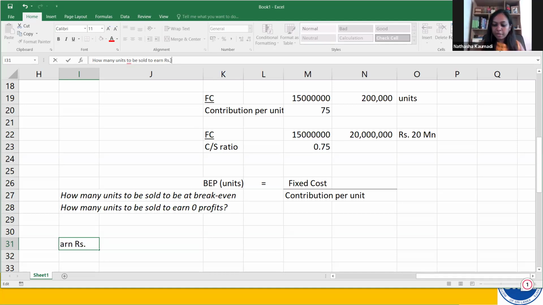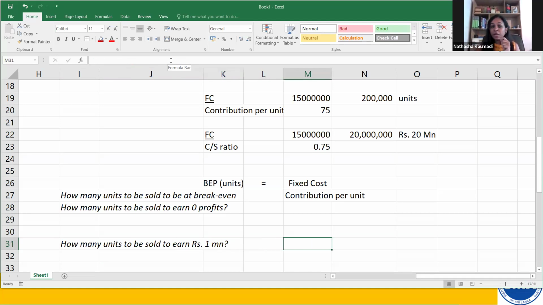To earn rupees 1 million, let's say we have a target. Now we need to have a profit of 1 million. We don't know how many units you need to sell to earn a profit of 1 million. We can use the same formula with a small modification, right? What is the formula? Previously, we asked the same question: how many units need to be sold to be at the break-even point?